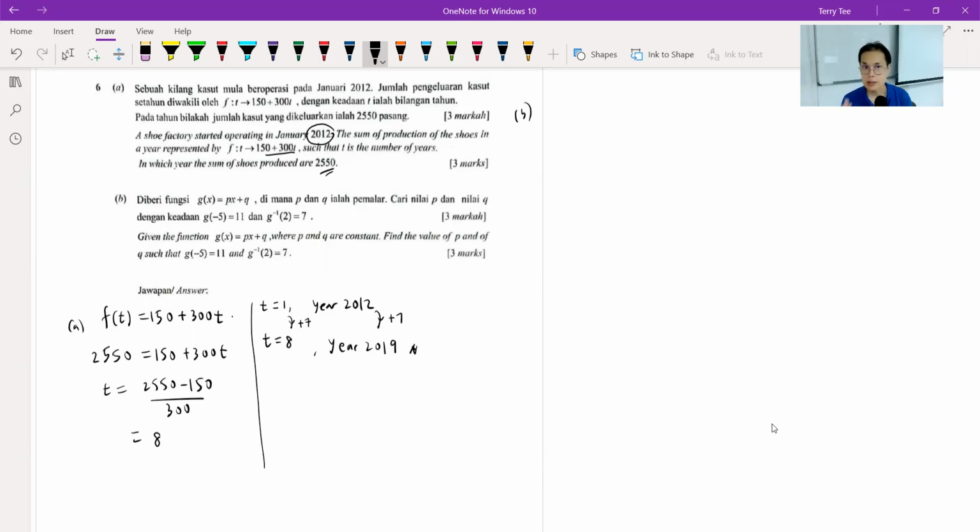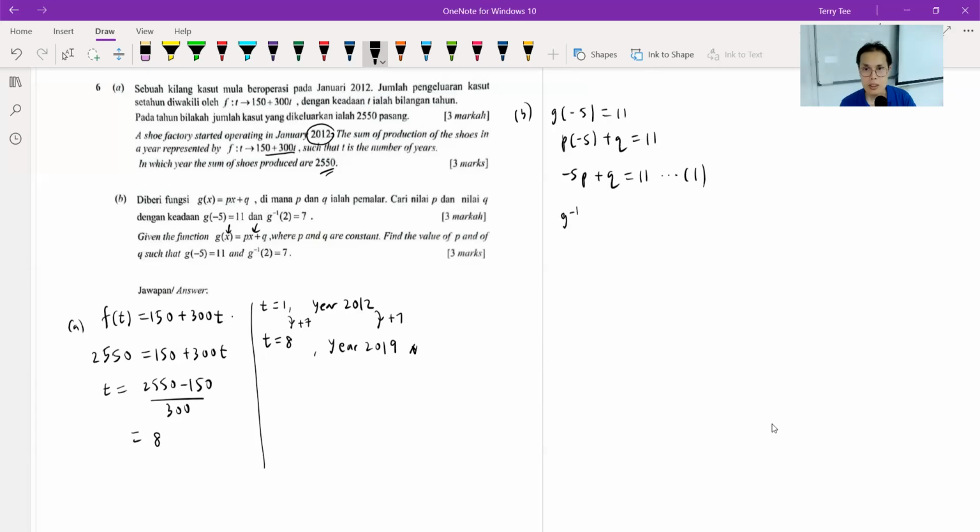Okay, part B, I'm going to do it here. A function g(x) is given as px plus q. You're supposed to find the constants p and q, given that g(-5) is 11. G(-5) equals 11 means I'm going to sub in -5 inside here. So we say p times -5 plus q equals 11. You can make p or q the subject, up to you, or we can just leave it like this. Call this equation number 1.